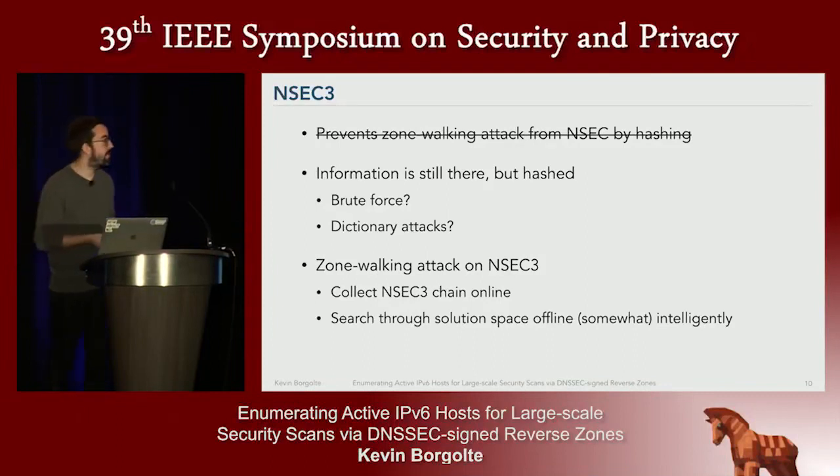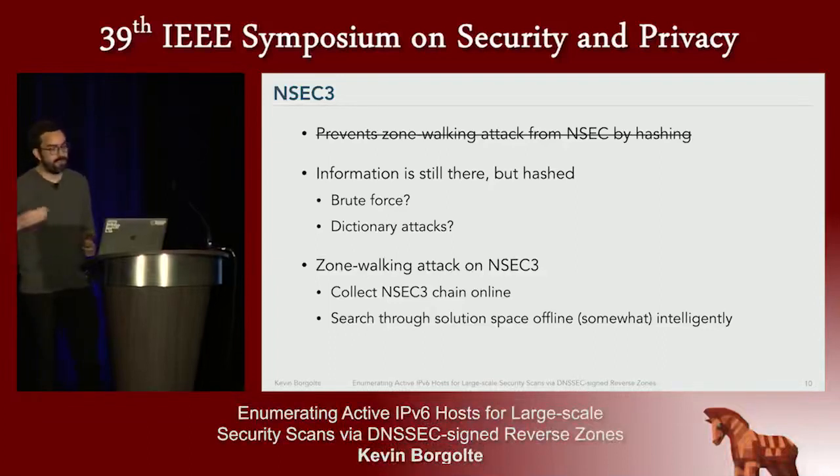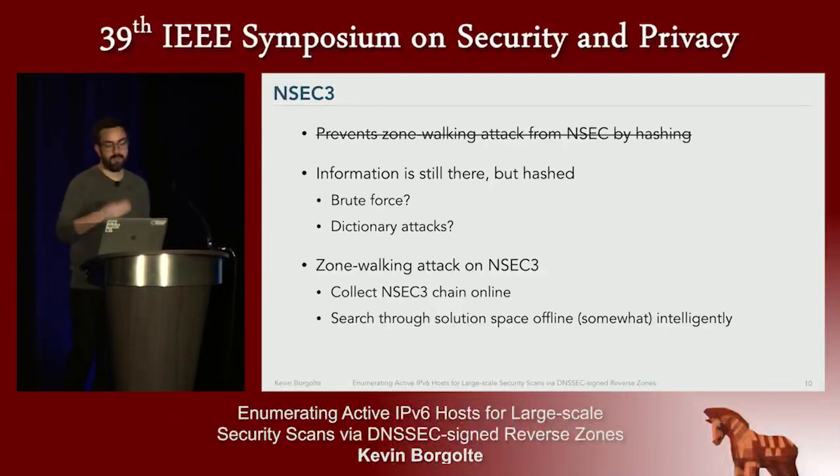Similarly, you could do dictionary attacks, and that's what people did on the forward zone. And effectively, you just start collecting the NSEC3 chain, so basically hash 1 pointing to hash 2, pointing to hash 3, pointing to hash 4, until it loops back and points back to hash 1.